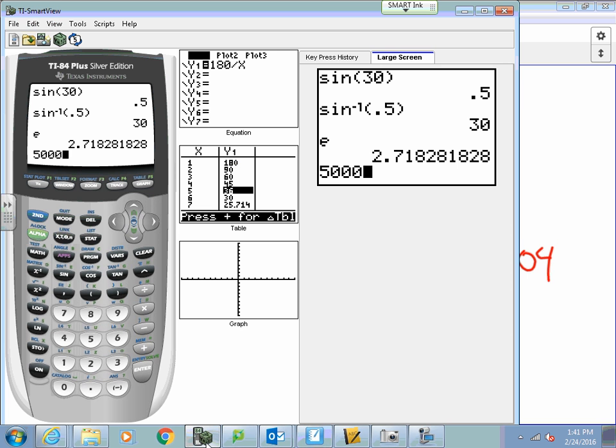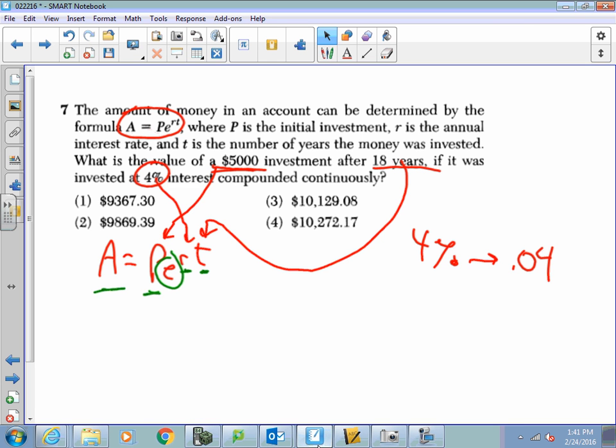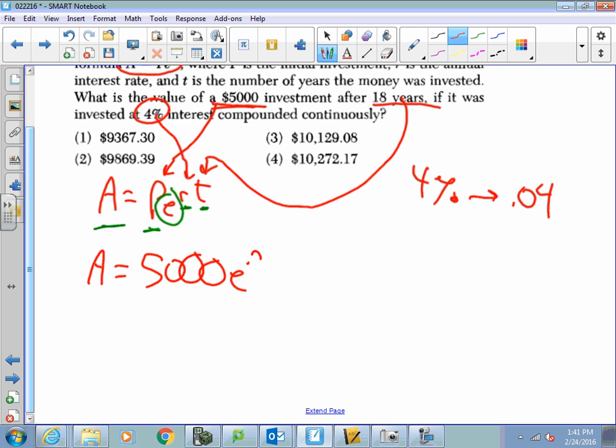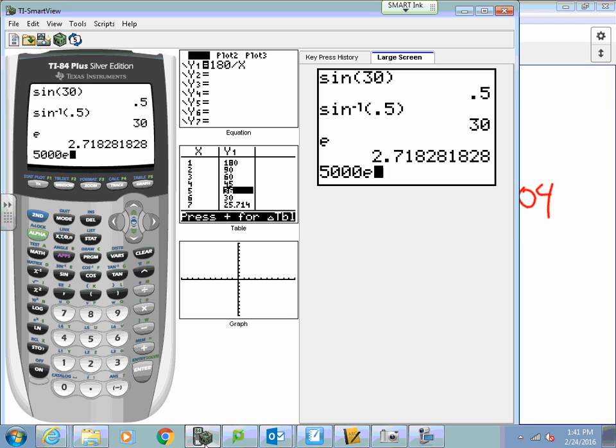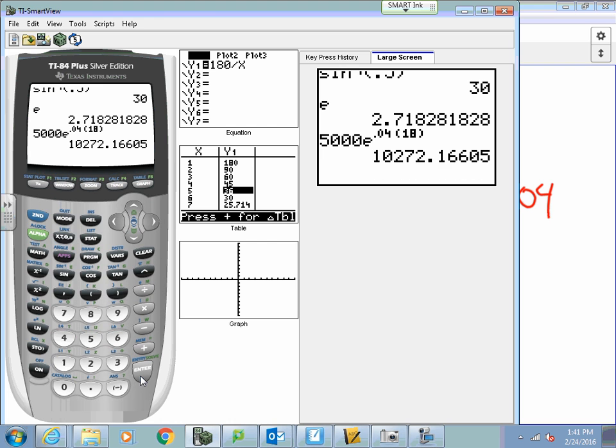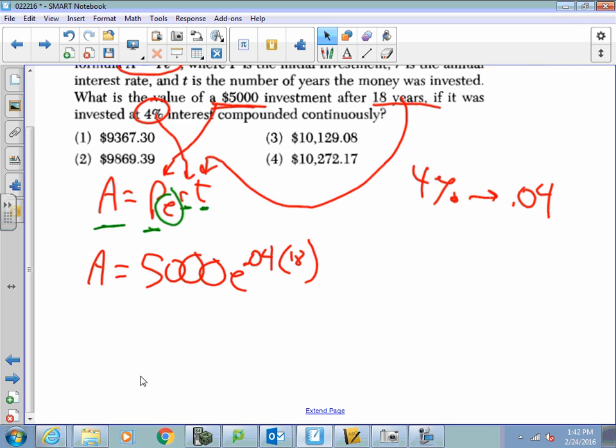We do 5,000, then we do second E. Let's go back here. And then, so I'll actually write down what we're actually putting in. A equals 5,000 E to the 0.04 times 18. Let's go back. 5,000 times E times 0.04 times 18. And looks like our answer is number 4. So number 7, the answer is 4.